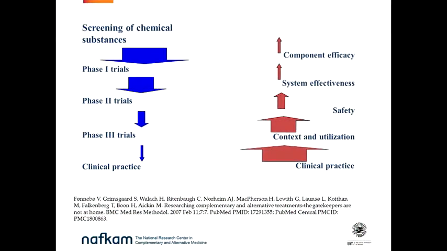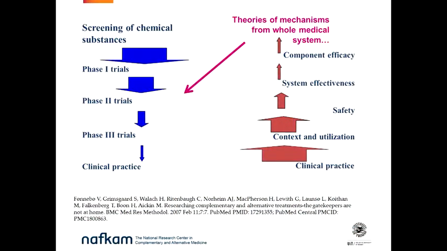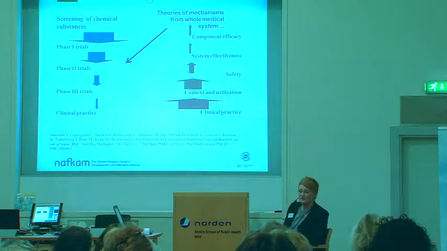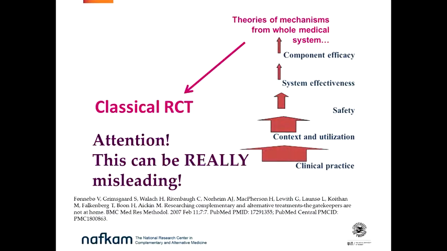Okay, so what happens in this research model is that your biological mechanism is actually substituted with theories of mechanisms that are derived from the whole medical system itself. And then, on this basis, an RCT is performed. And I will show you an example. Is that clear? Yeah? So the RCT is based mostly on the pharmacological model, where you have a very clear mechanism. It's clearly described. You know it from basic science. And here you use a theory from the whole medical system and apply the RCT. And that can be quite misleading. And this is why the RCT has been criticized so much.